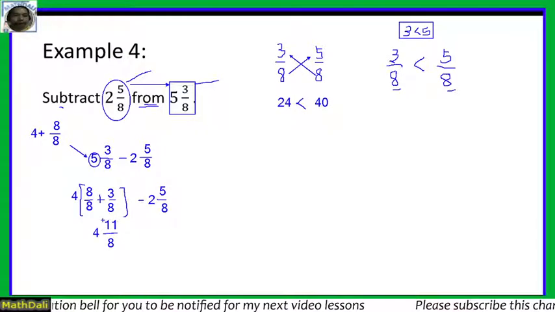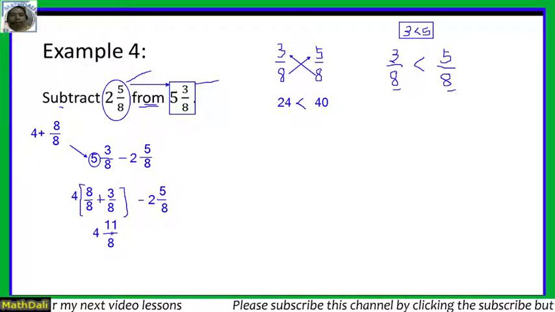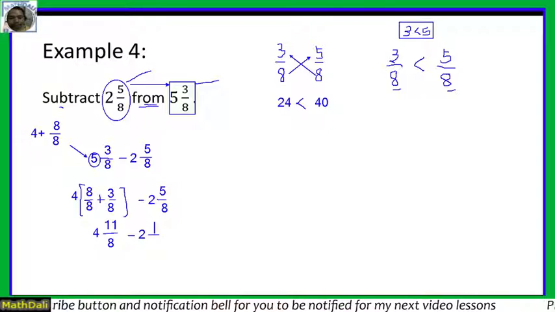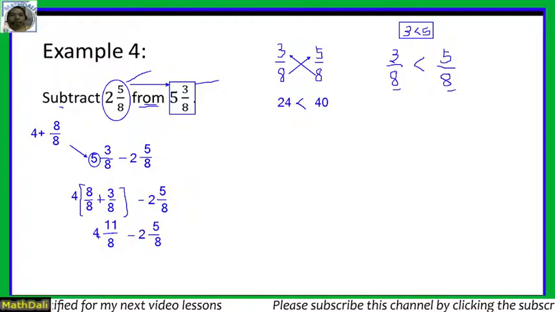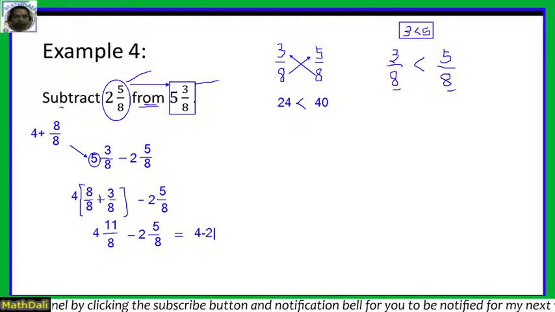Okay, so ito na yung magiging minuend natin. So, 11 over 8 is greater than 5 over 8. So, pwede na nating isubtract yung fraction. Minus, we have 2 and 5 over 8. Pwede natin paghiwalayin yung whole number this time. Yung 4, ibabawas natin yung 2. So, 4 minus 2, diretso na lang natin. We have 4 minus 2, ito yung ating whole number.